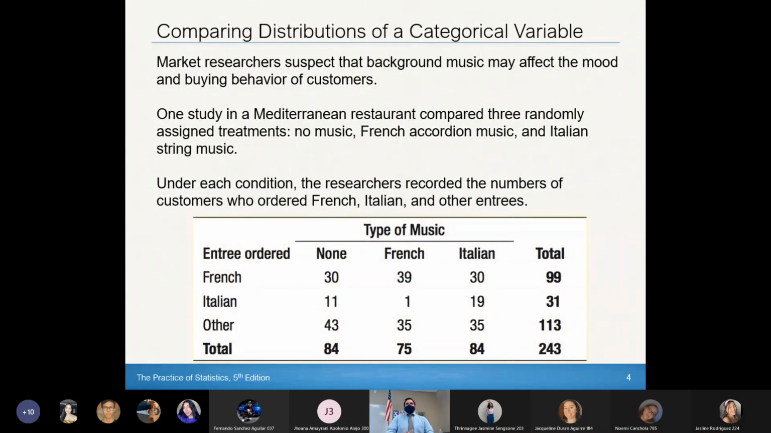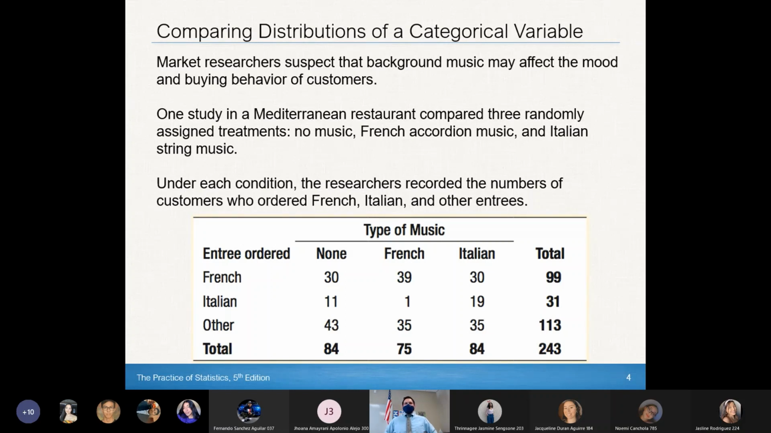All right, so we'll start just by comparing distributions of categorical variables, though we will use this same set of data for our example later. Market researchers suspect that background music may affect the mood and buying behavior of customers. One study in a Mediterranean restaurant compared 3 randomly assigned treatments: no music, French accordion music, and Italian string music. Under each condition, the researchers recorded the numbers of customers who ordered French, Italian, and other entrees.